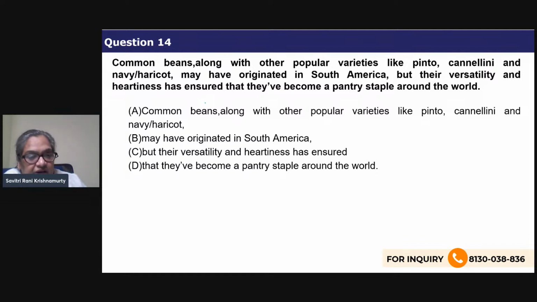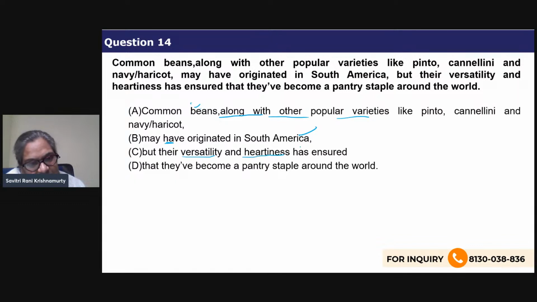Common beings along with their. So remember, whenever you have things like this, along with, if this is plural, the verb will be plural. If this is singular, the part in parenthesis is ignored, along with y. But here we are saying common beings along with others. Here this is fine, may have originated in South America, but their versatility and heartiness.